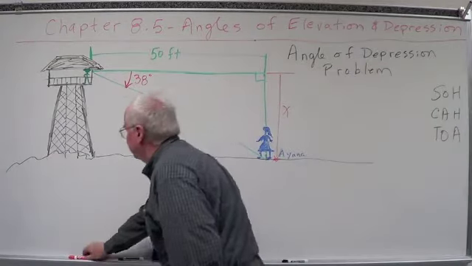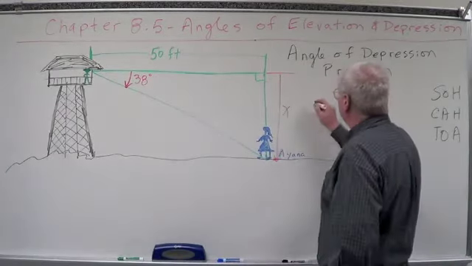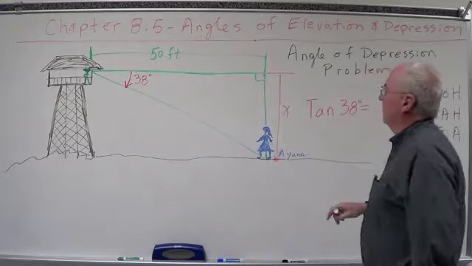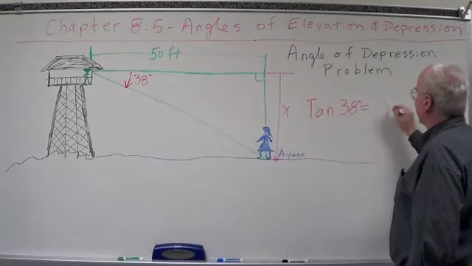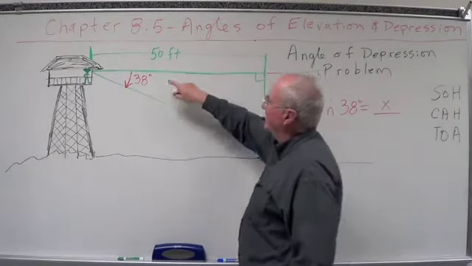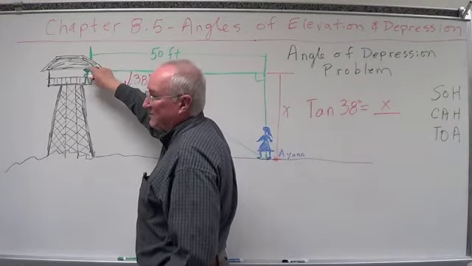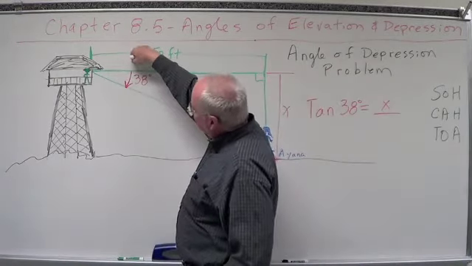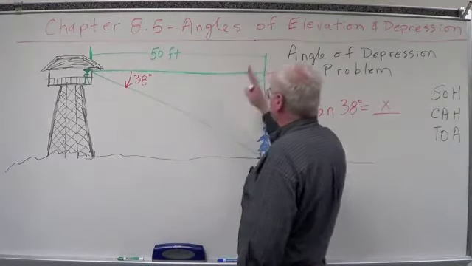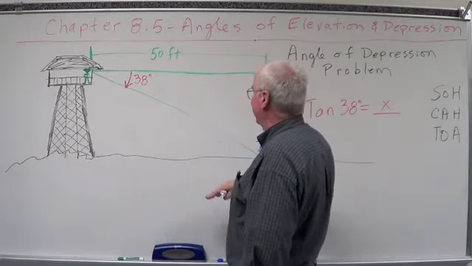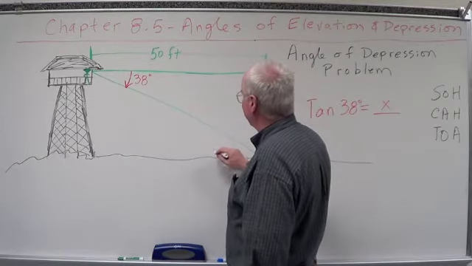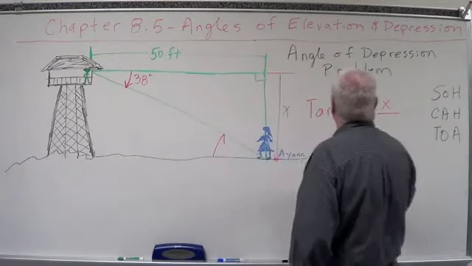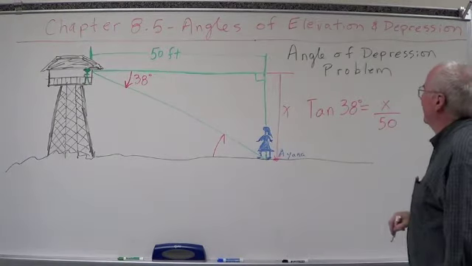So how do we do this? We're given the angle, so we already know we're going to be looking at tangent of 38 degrees equals what? Well, what's opposite? Opposite is x. What's adjacent? Well, we're at the position of the ranger. We're not at Ayana's position. We're up here at the ranger. This angle is coming down. Ayana's looking up, which would be an angle of elevation, this angle here. But we're looking down, and so what's adjacent? It's 50.